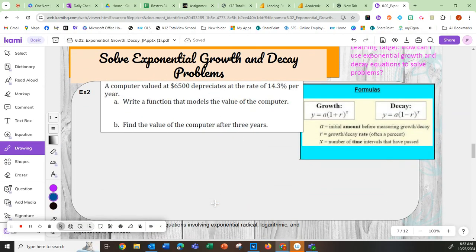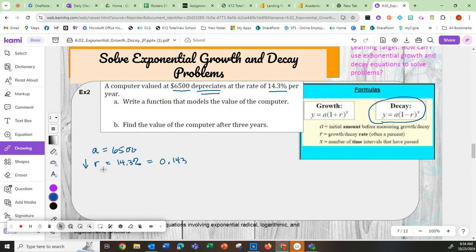Let's take a look at number 2. A computer valued 6,500. So that means A is 6,500. Starts out being 6,500. It depreciates. That means it decays. It goes down. The value goes down at a rate of 14.3%. So my rate is going down. So I'm using decay. It's 14.3%. Remember to move the decimal 2 places to the left. So I'm going to use the decimal 0.143.